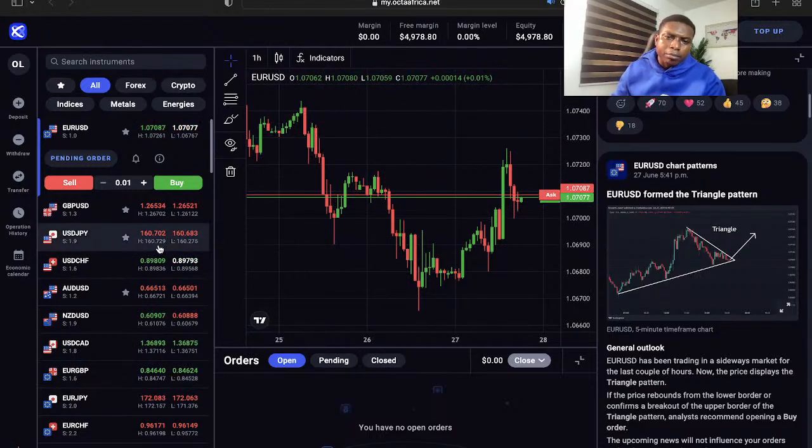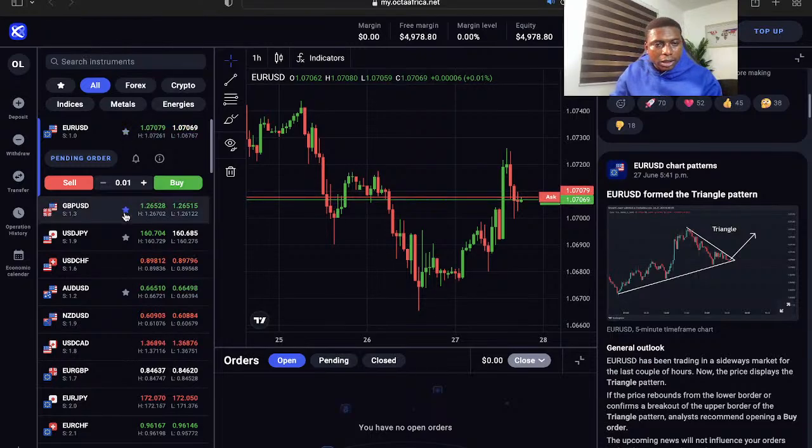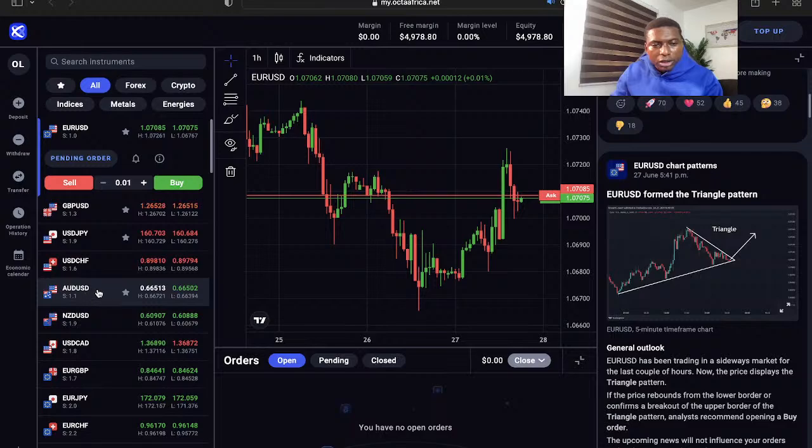Today we'll be looking at 2 to 3 currencies, and I would like to select my favorite currencies. As you can see here, I've highlighted Euro USD as one of my favorites. You can see the star symbol here. I've also highlighted GBP USD, USD JPY, and AUD USD.